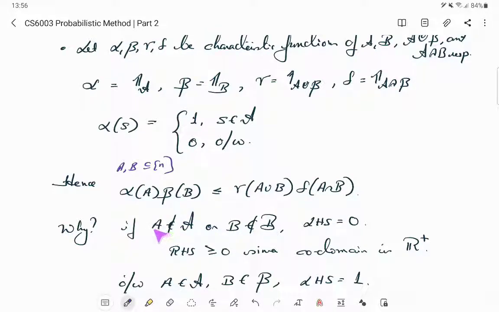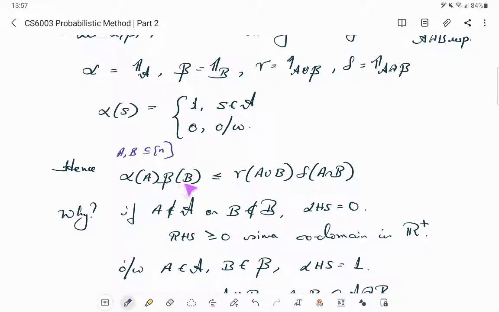If either A is not in the family script A, in which case alpha A will be 0 because alpha is the characteristic function of the family script A. So if A is not in that, this is 0. If B is not in script B, then beta B is 0, which means the left hand side is 0. And the right hand side, gamma and delta are all non-negative functions, so the right hand side is 0 or more. Hence, this inequality is satisfied if at least one of them is not in the corresponding family. But if both of them are in the family, that is A is in script A and B is in script B, then what about A union B and A intersection B?